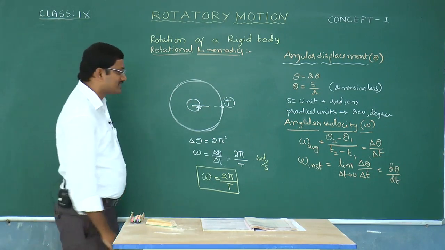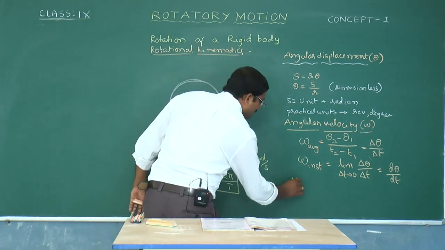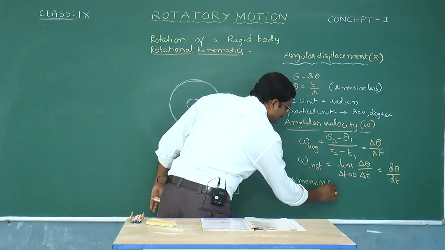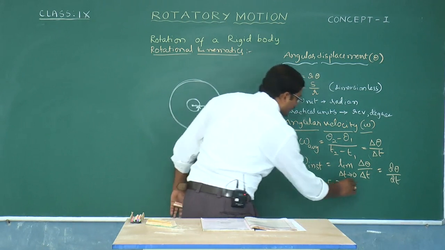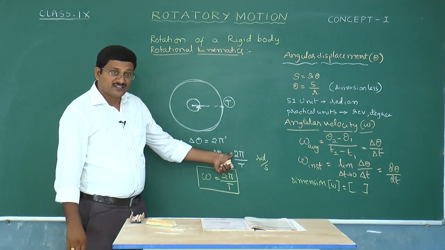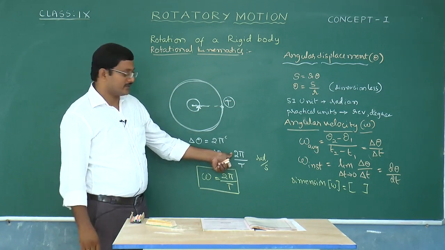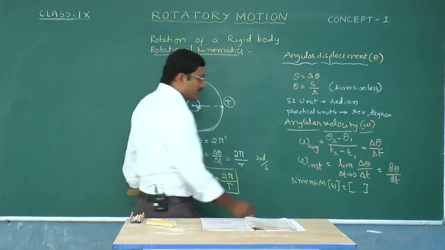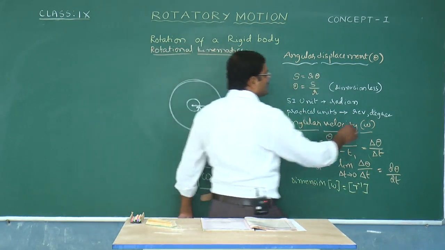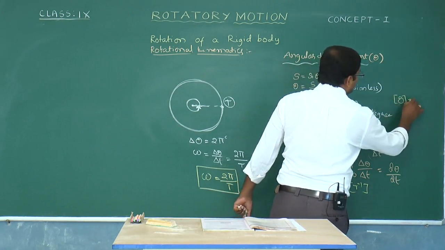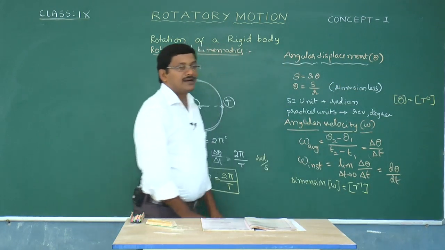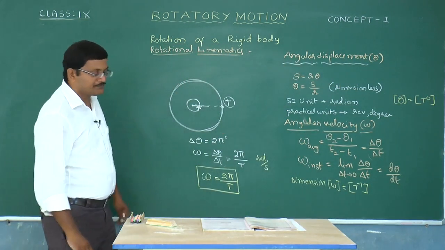And what about the dimensions? Angular displacement has no dimension, so the dimension of omega comes only from time, which is t power minus 1. For theta, the dimensions can be written as m power 0, l power 0, t power 0.